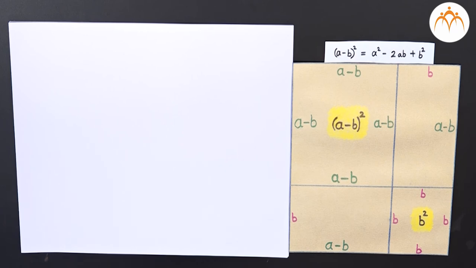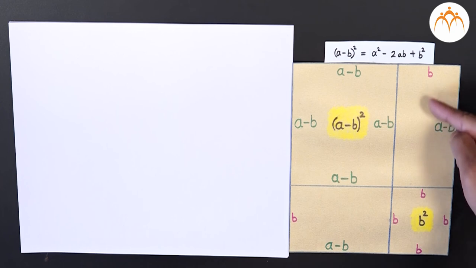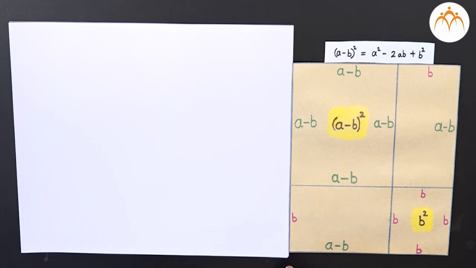Fine. Now, how to remove the areas of these two strips? These two strips are rectangular in shape. So, their areas are again length into breadth. What is the breadth of this rectangle? It's B. And what is its length? It is A, because this is a square with side A, correct? Same is the case for this rectangle as well. The breadth is B and the length is A. So, the area of this complete rectangle as well as the area of this complete rectangle is A into B, which is AB, right?